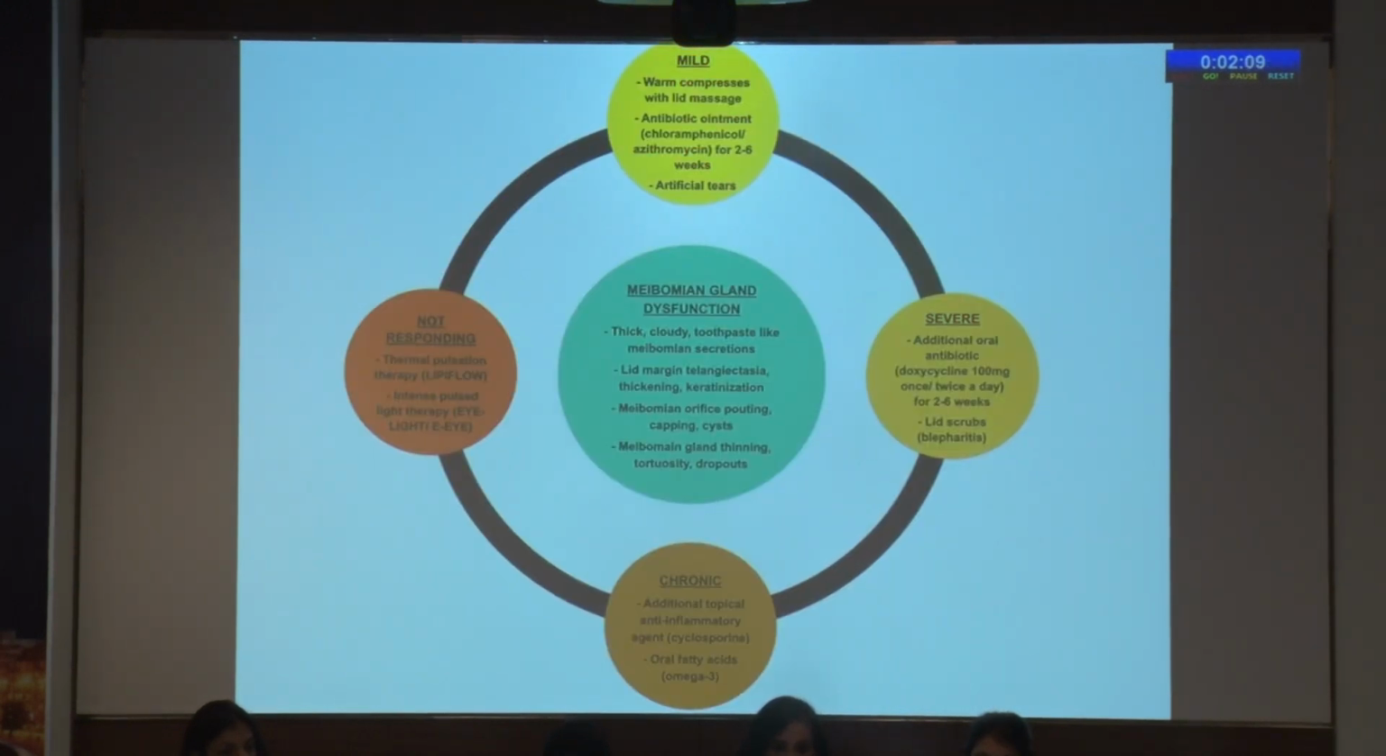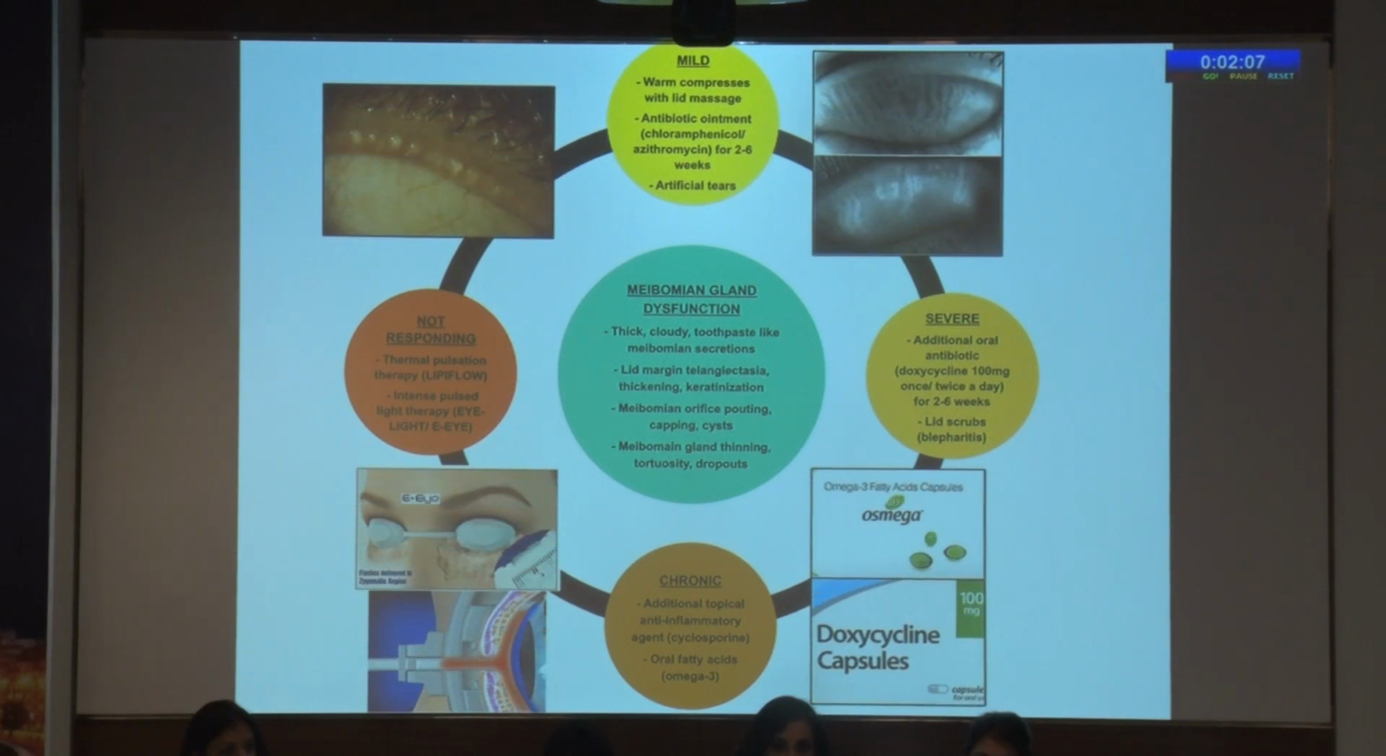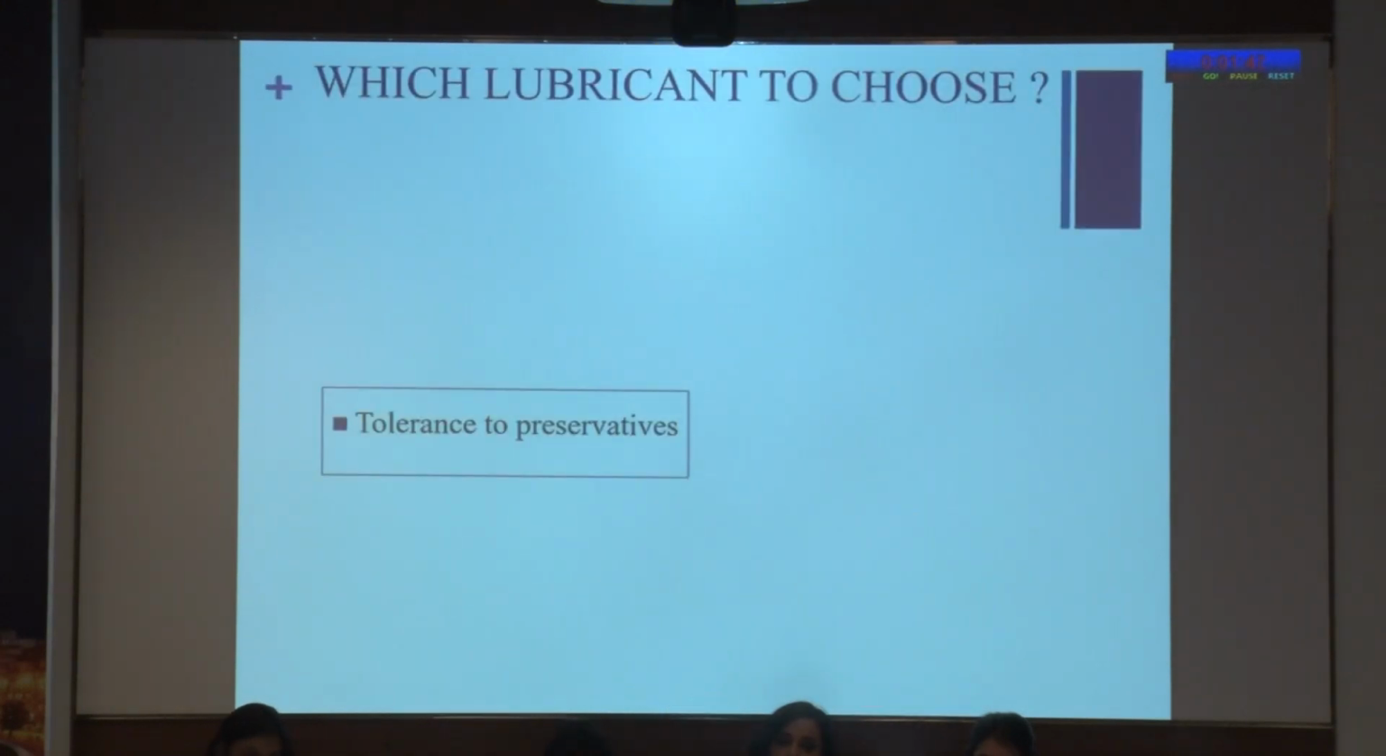Another common entity, the meibomian gland dysfunction. Mild cases, warm compresses and antibiotic ointment would do. But for the non-responding and severe cases, we need to use additional oral antibiotics, additional topical anti-inflammatory, oral fatty acids, thermal pulsation therapy and intense pulsed light therapy. So in these situations, only lubricants are not enough. We need to address all these things.